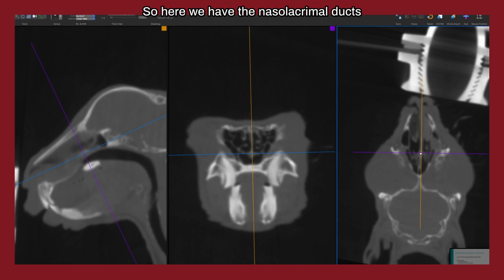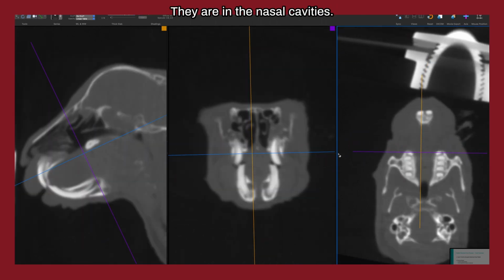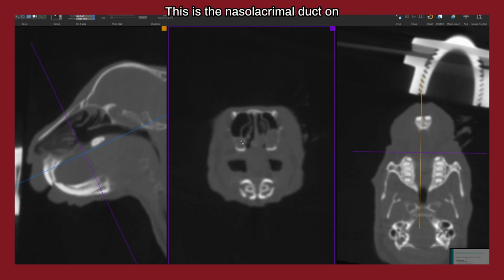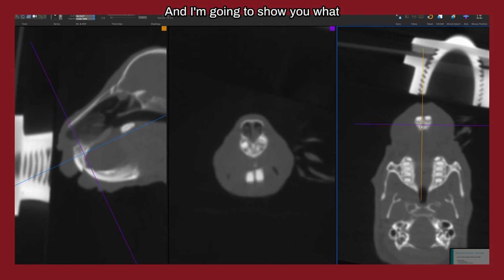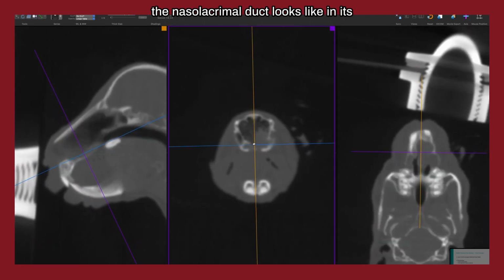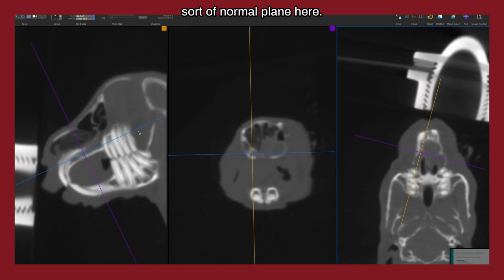So here we have the nasolacrimal ducts. They are in the nasal cavities. This is the nasolacrimal duct on the right side. This is the nasolacrimal duct on the left side. You can see that it is significantly larger on the left than it is on the right. And I'm going to show you what the nasolacrimal duct looks like in its normal plane here.